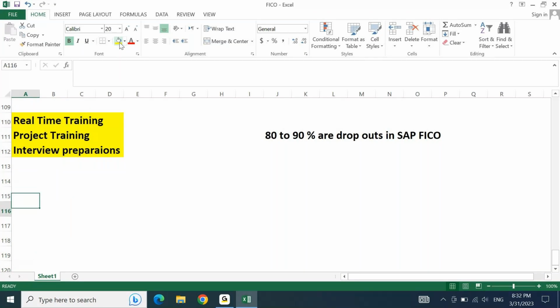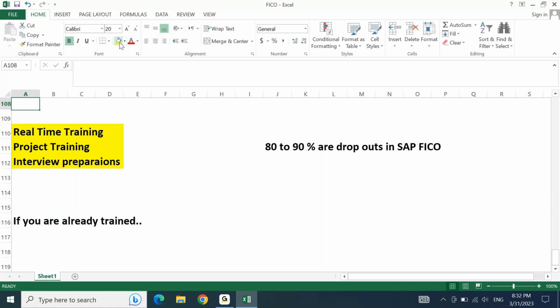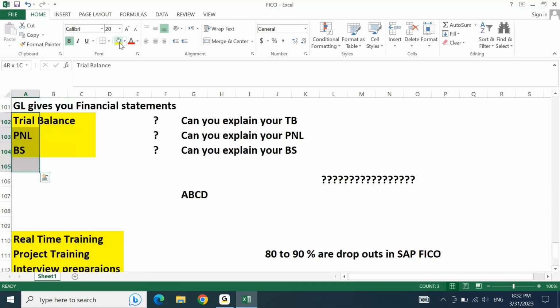See, if you are already trained, can you pull this out from your company code or any company code? No, sir. Yes, I know the T-code. Configuration wise, I know only the T-code. I will get a report, but the reality is I don't know anything. If anyone wants me to explain, I will just keep quiet. That is the reality, sir.